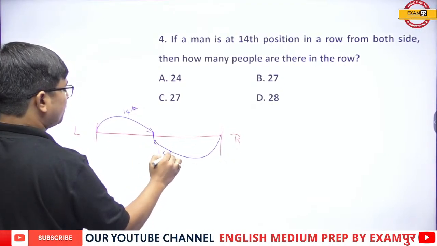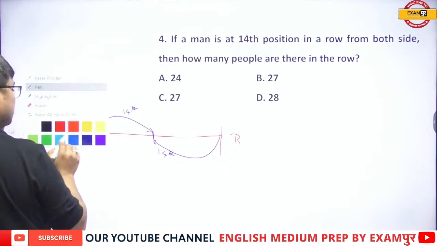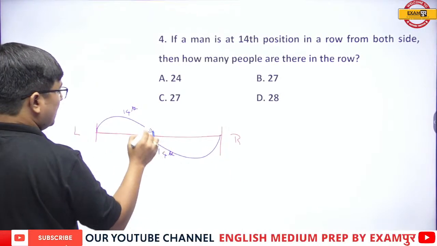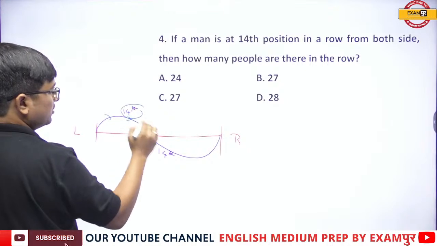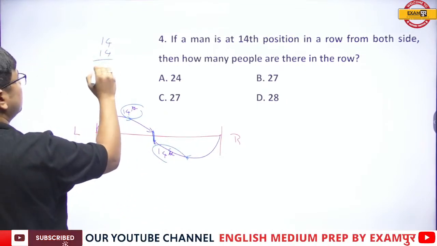So if a man is at 14th position from both the ends of the row and the number of persons is asked, then the best way is to just add the two positions. Till here it is 14th and till here it is 14th. So 14 plus 14 is 28.